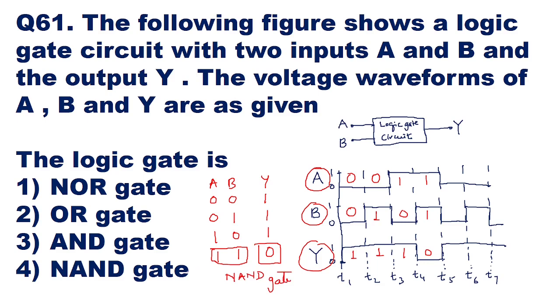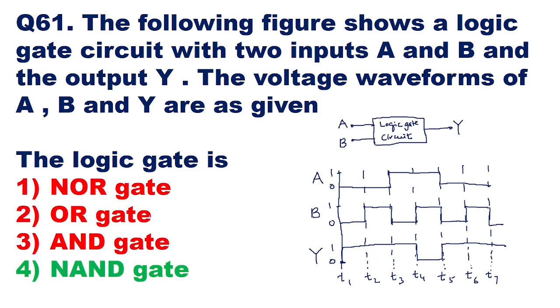So out of these four options, option 4 is the right answer, that this voltage waveforms represent the functioning of a NAND gate. That is, option 4 is the right answer.